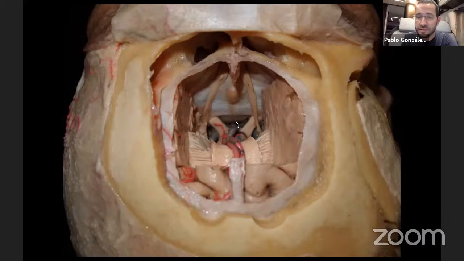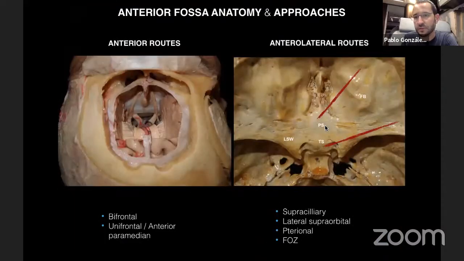In these two cases, the optic nerves were not compromised clinically or anatomically, but they are in very close relationship. You can see the close relationship here in this view of the olfactory tract with both optic nerves. So this is the area in which these two tumors were growing. This is the bifrontal route, and this is the anterolateral route, unifrontal or pterional route. And we have pros and cons with both approaches.